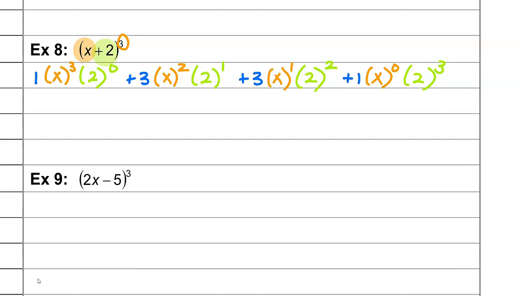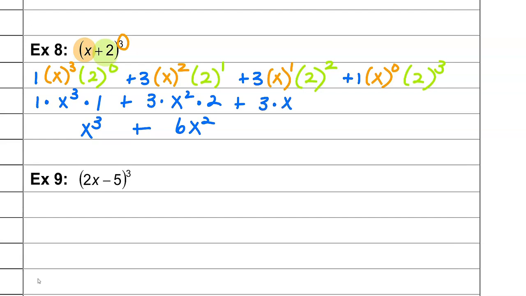Okay, and then finally, I'm going to do each term. This is 1 times, when you cube the x, it's x cubed. When you do 2 to the 0, it's just 1, and that gives me x cubed there. Plus, the next one is 3 times x squared times 2, that's plus 6x squared. Plus, this is 3 times x times 4, and that's 12x. And then this is 1 times 2 to the third, which is 8.